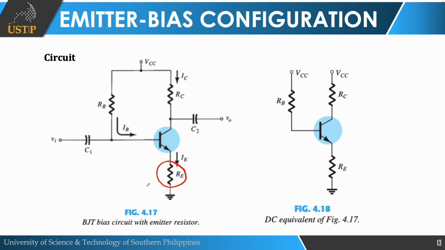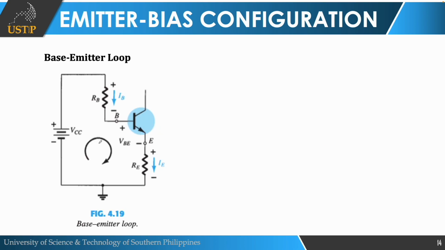Now, in analyzing the circuit for the emitter bias configuration, it's just the same as the fixed bias. We get the DC equivalent again, and then this is an open circuit for the two capacitors. And we isolate again the input side, which is the base emitter loop. Okay, so we will get an expression using KVL here. We will get negative VCC plus IBRB plus VBE. Now, this whole expression here is already your expression in the fixed bias, right? But for the emitter bias, we add more expression, which is your voltage across your RE given by IERE equals to zero.